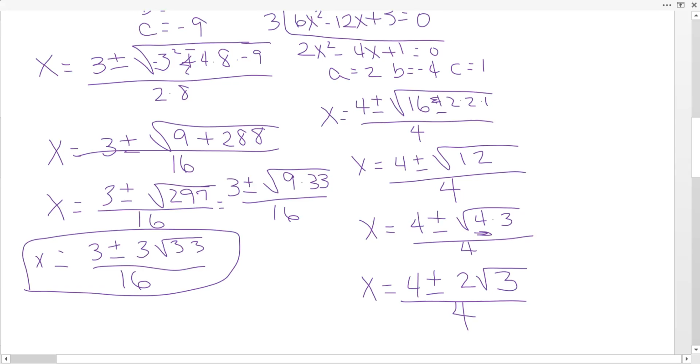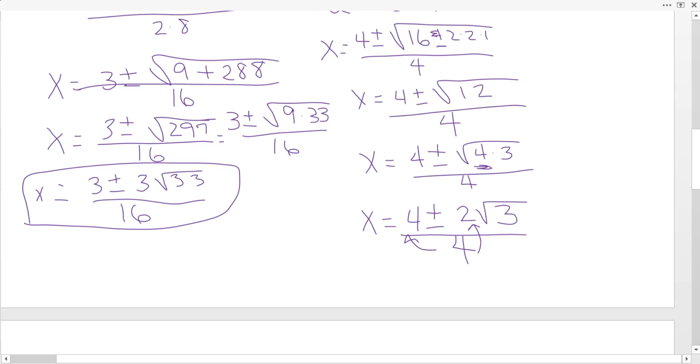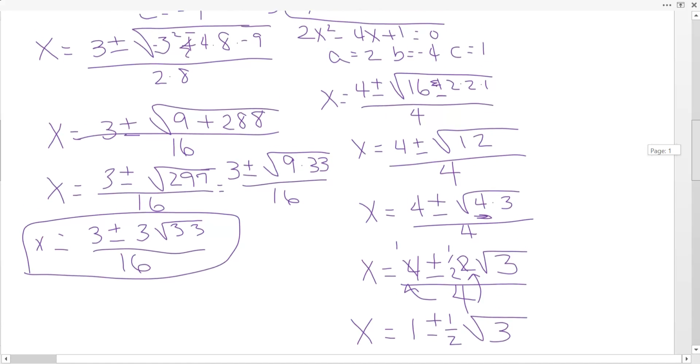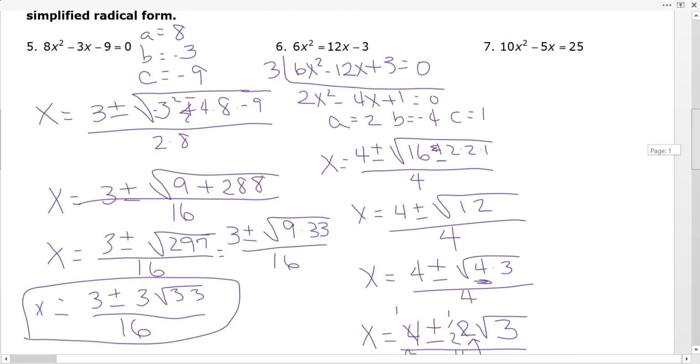And we're not going to do it so much right now, but I could, since I'm dividing my 4 by this number and by this number, I could change it to simplify. This turns into a 1, and this turns into a 1/2. So I could write x equals 1 plus or minus 1/2 times the square root of 3. And if that doesn't make sense to you, we'll talk about it tomorrow. And if it still doesn't make sense to you, we might not worry about it.